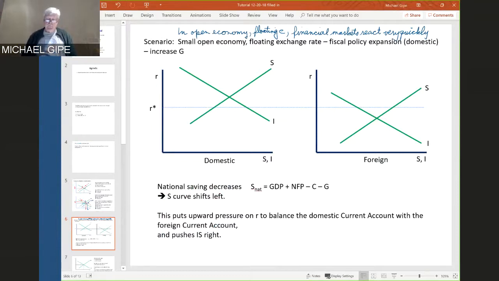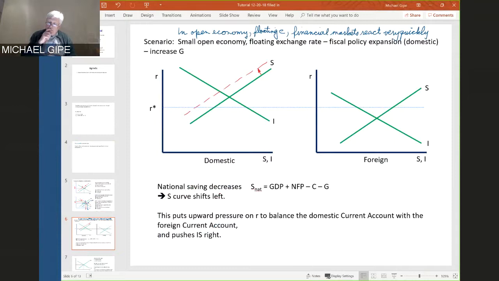So what happens? Same idea happens as before. The domestic savings will decrease, so that savings line will move left. And you can see from the equation there for national savings that increasing that government spending is going to naturally pull the savings down. So the S curve shifts left.